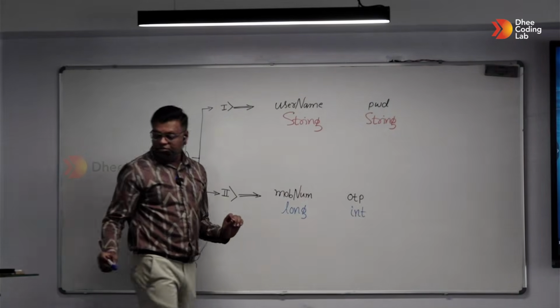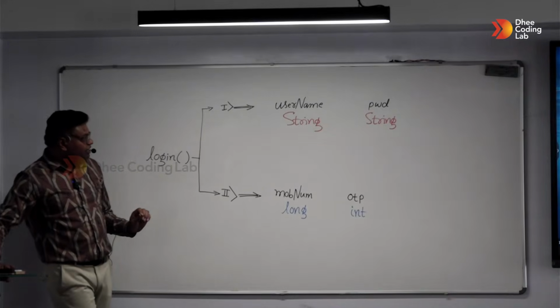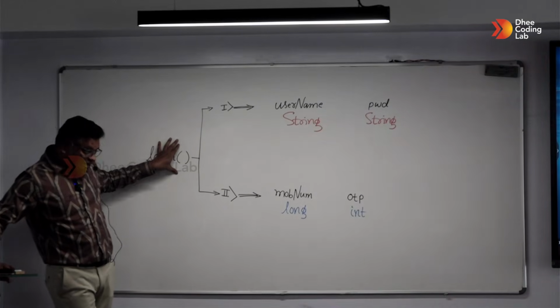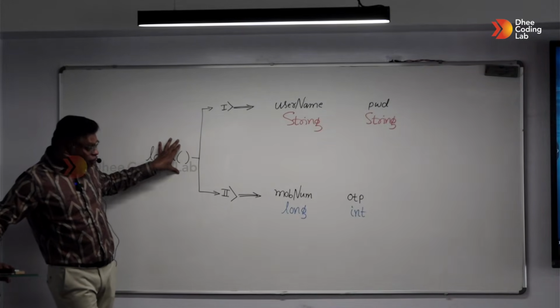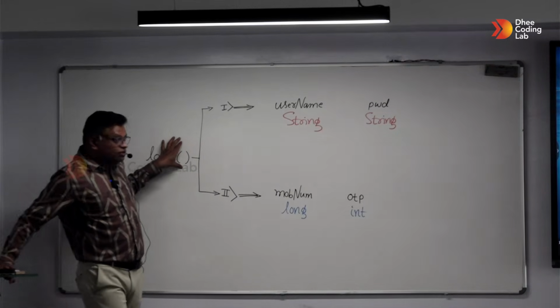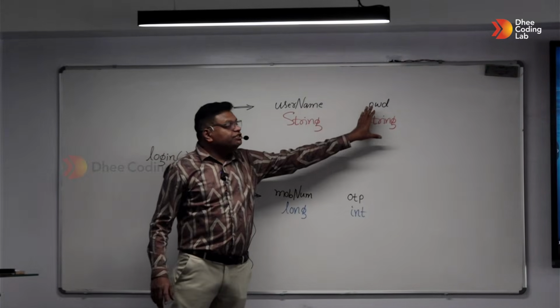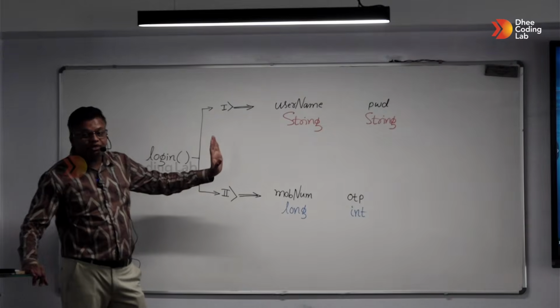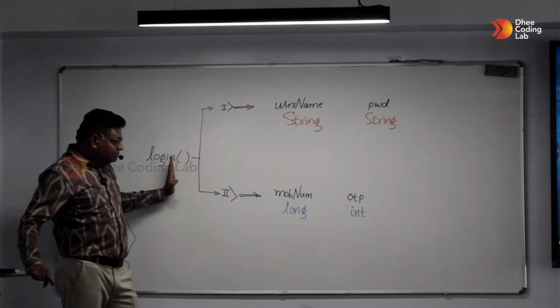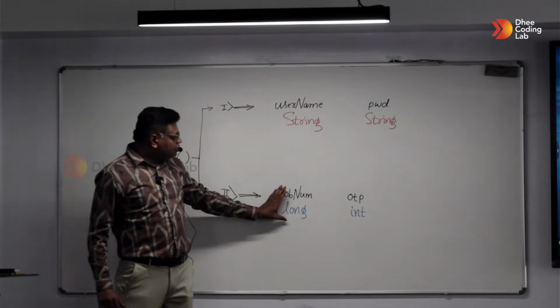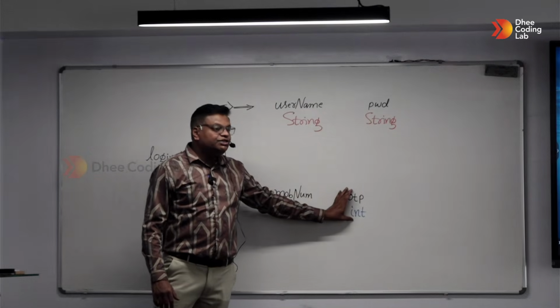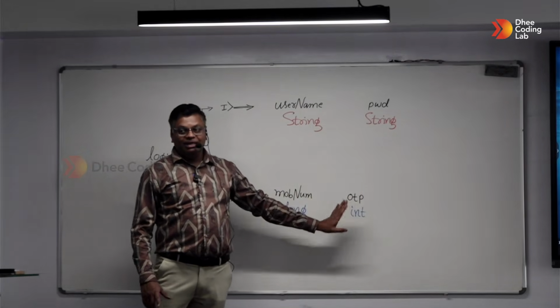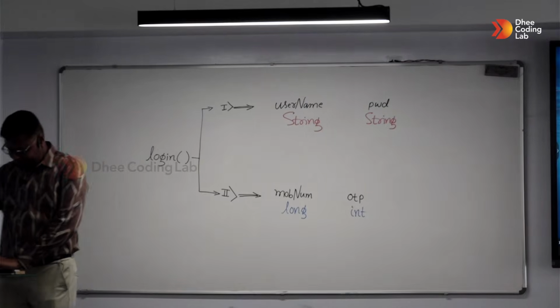So, observe this. In my case, I have to write two methods. The first method takes string and string as the parameters, nothing but username, password. The other method with the same name is going to take long mobile number and integer OTP as the parameters. Let's see how to achieve this practically.